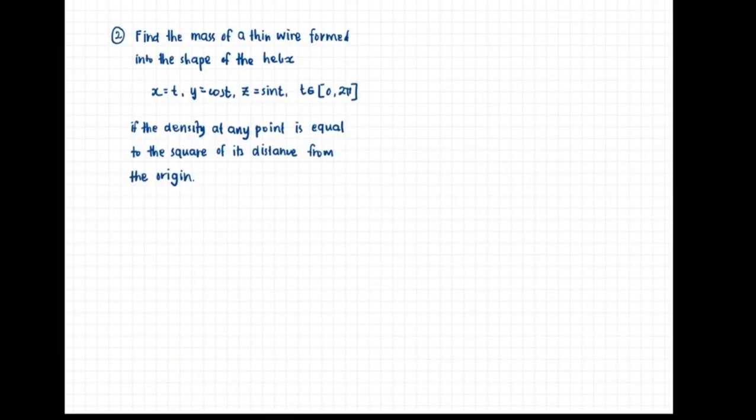So for this case, let's find now the mass of a thin wire formed into the shape of the helix with x equals t, y equals cosine t, and z equals sine t. t runs from 0 until 2 pi, given that the density at any point is equal to the square of its distance from the origin.